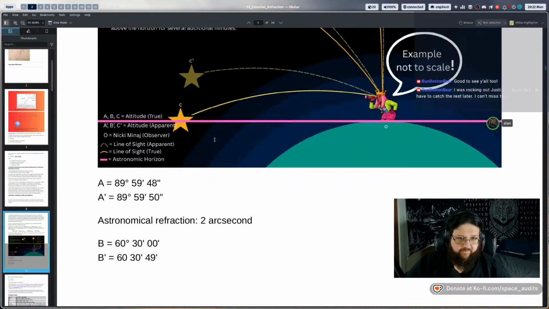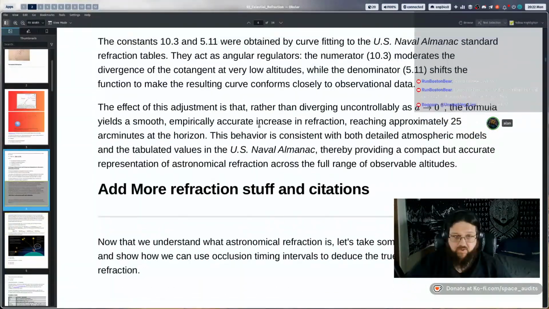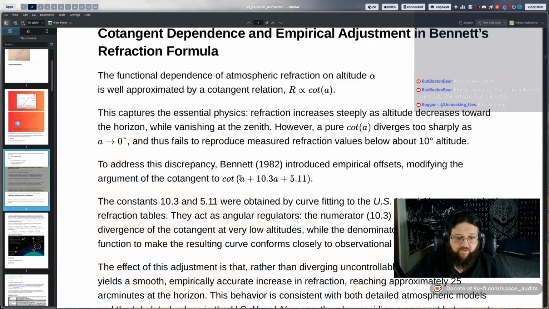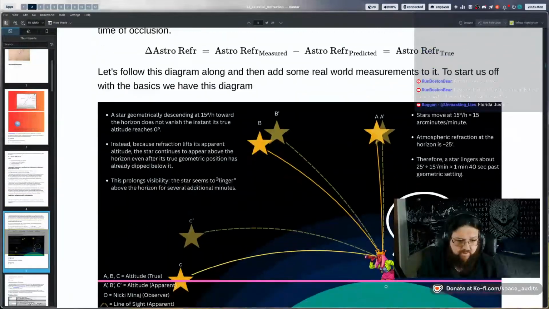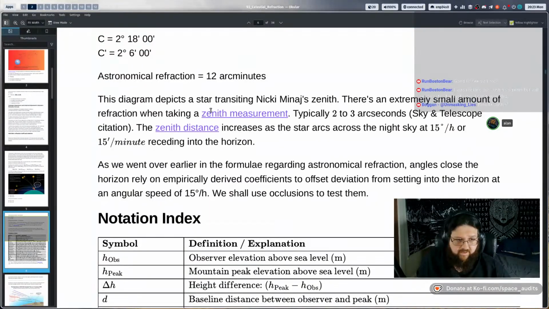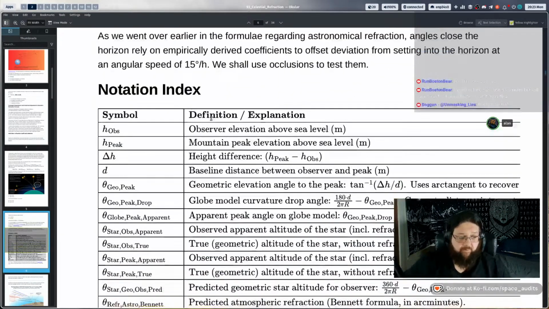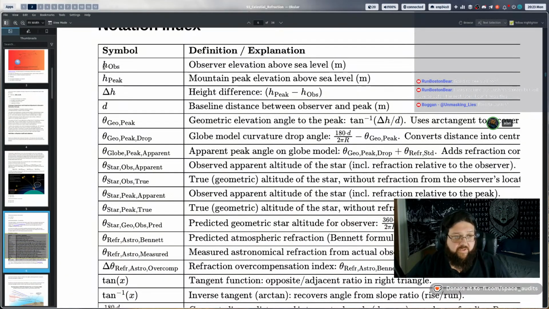So if you input an angle of, say, 2 degrees, 6 arc minutes, this is going to tell you need to add 11 or 12 arc minutes to it to lift it up. So that's the impact of what they're doing there. So that's what that represents. The notation, of course, is pretty straightforward.